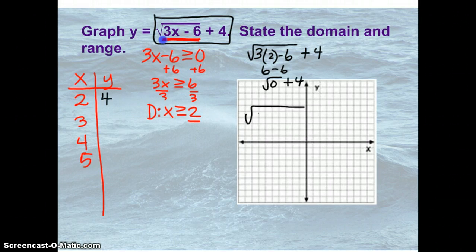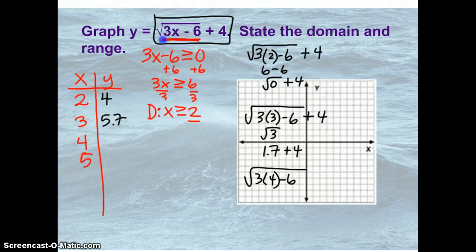And I do it again. 3 times 3 minus 6. 3 times 3 is 9, minus 6 is 3. And using my calculator, I know the square root of 3 is 1.7. 1.7 plus 4 would be 5.7. I do it again. Square root of 3 times 4 minus 6. I get 12 minus 6, or the square root of 6. And using my calculator, I know the square root of 6 is 2.4. And just like before, I have to add 4 to that, so I get 6.4.